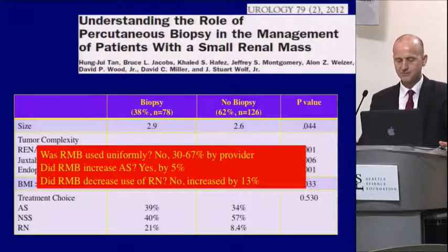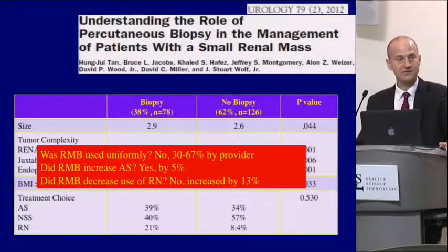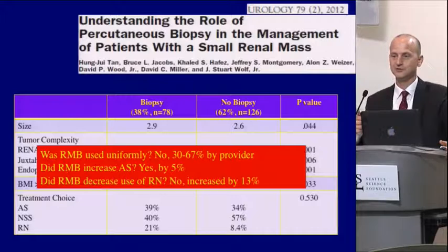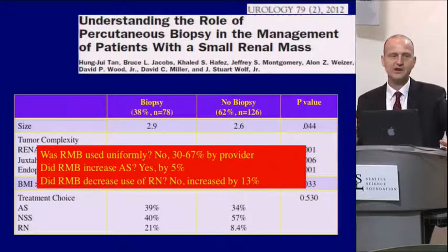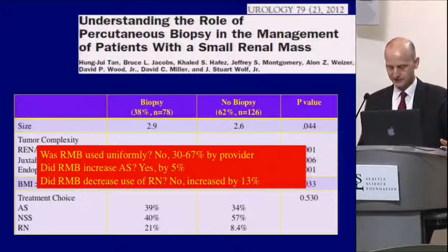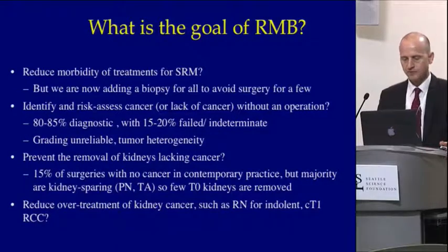Did renal mass biopsy increase their use of active surveillance? Yes, by about 5%. Did it decrease the use of radical nephrectomy? Actually, no, it increased it. There are actually more nephrectomies. And those may be patients like mine, where you do a biopsy, it's an aggressive cancer, you're doing the biopsy to get out of surgery, now you're committed, so you're taking the whole kidney out. So what is the goal?